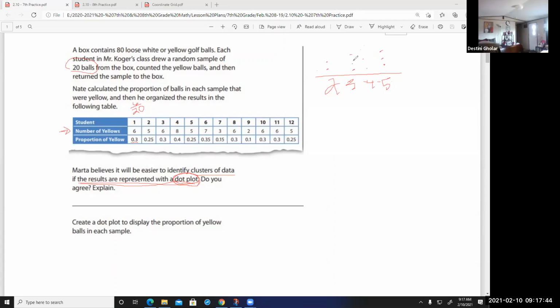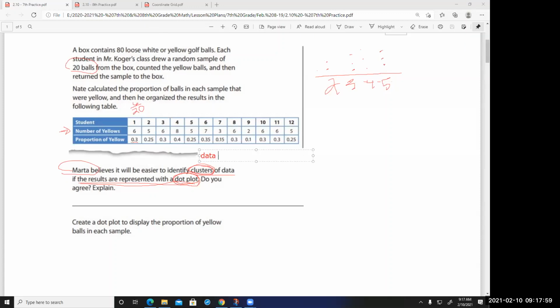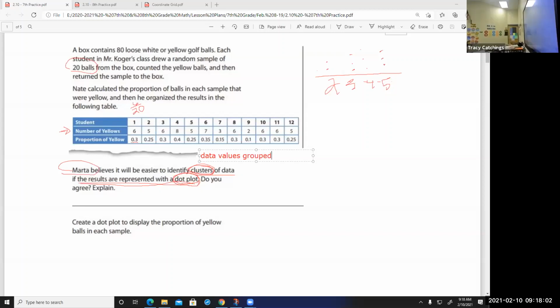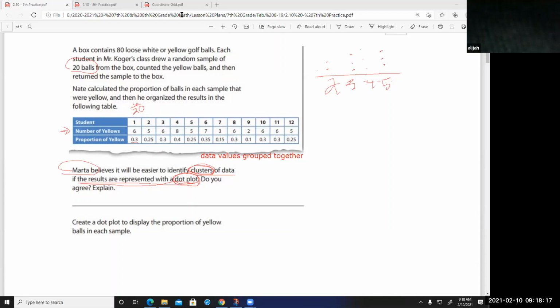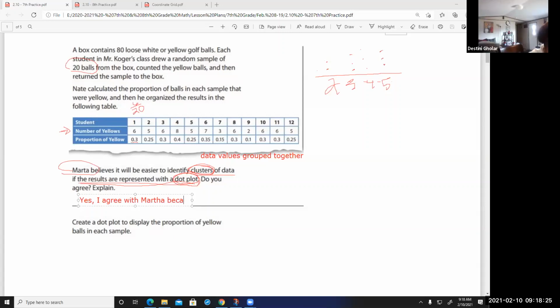Yeah. All right. So Martha wants to say that we can make a dot plot of this data so we can see clusters. Anybody recall what a cluster was? A group of data. Good job, William. That's a group of data values grouped together. All right, so would you agree? Could we make a dot plot of this data and it'll show us if we have any clusters? Yes. They said explain.